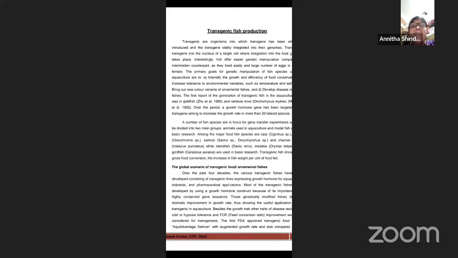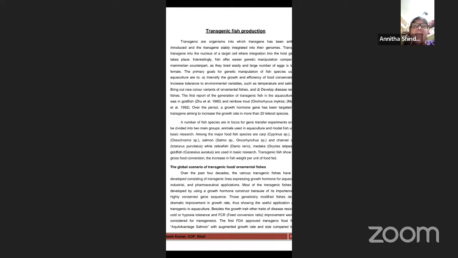Now, transgenic fish production. What are transgenics? Transgenic animals are nothing but organisms into which we are trying to put the transgene. A transgene is a recombinant gene that has to be introduced, and when this transgene is integrated into their genome, that is what we call transgenics. So, transfer of the transgene into the nucleus of a target cell, where integration into the whole genome takes place. That is what we call transgenics.